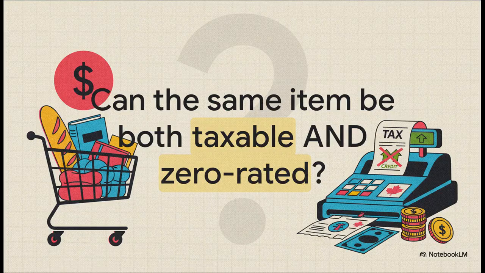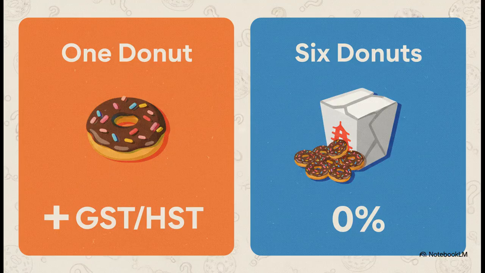So this leads us to a really great question, one that kind of pulls back the curtain on some of the weird and wonderful details of our tax code. Is it possible for the exact same product to be treated differently depending on, say, how you sell it? The answer is a resounding yes. And my all-time favorite example of this is what I like to call the donut rule.